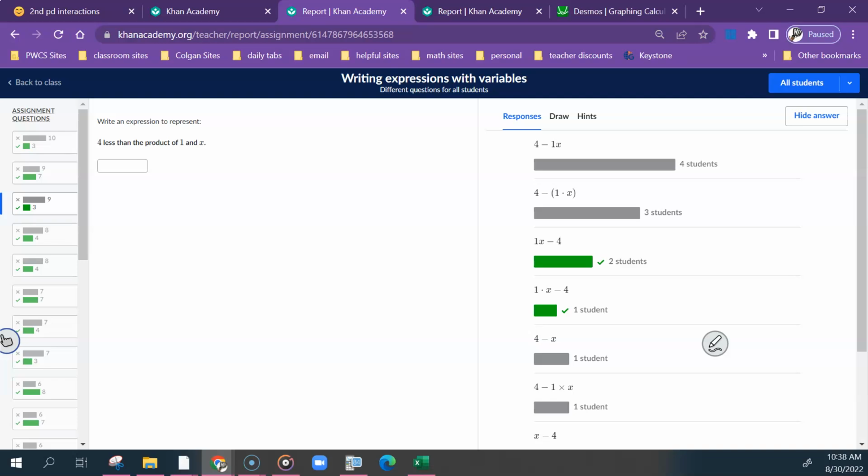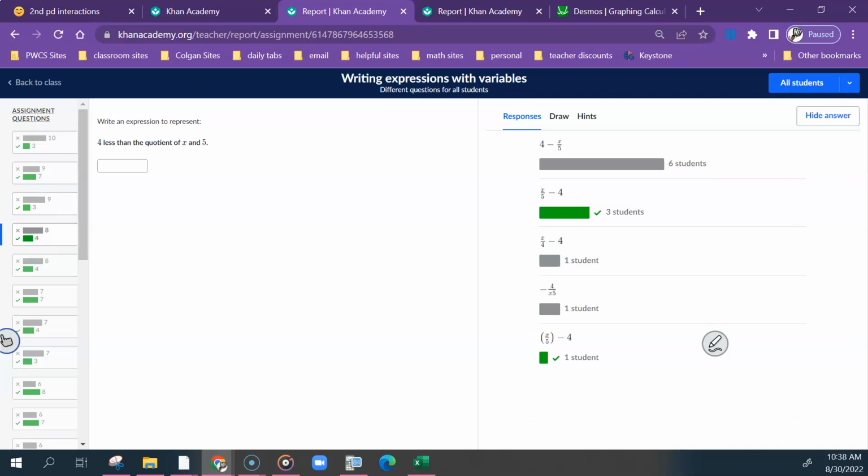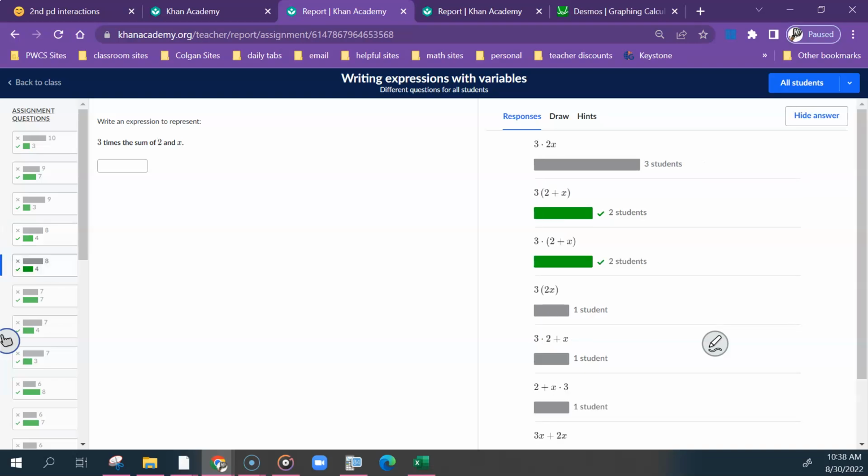But if I had something like this, or less than the product of 1 and x, remember that less than is that turnaround phrase, so I'm putting whatever comes before that at the end. And I'm just subtracting that from me multiplying 1 and x. So there were a lot of you who did well. Some of you had to try a couple times. If you are still struggling with that, please let me know. We can go through any of that together.